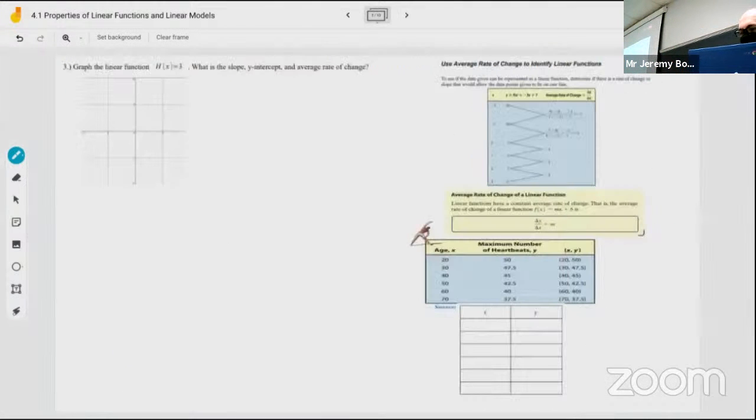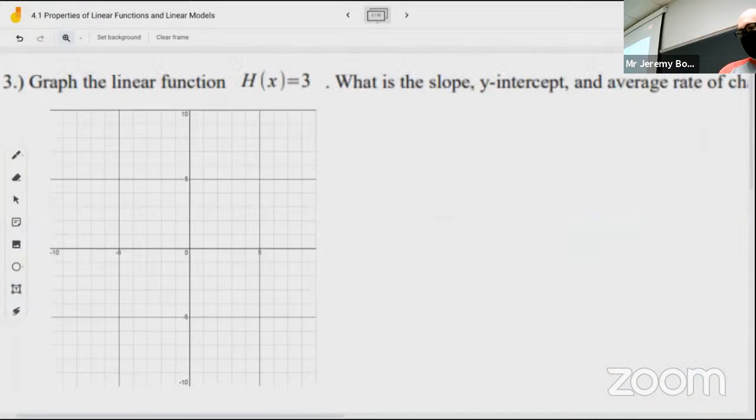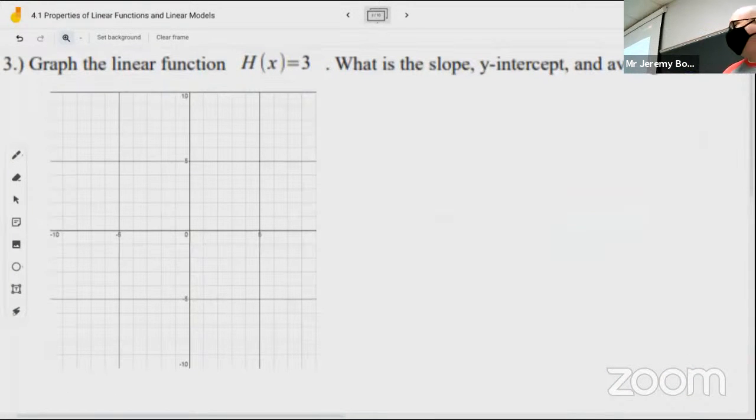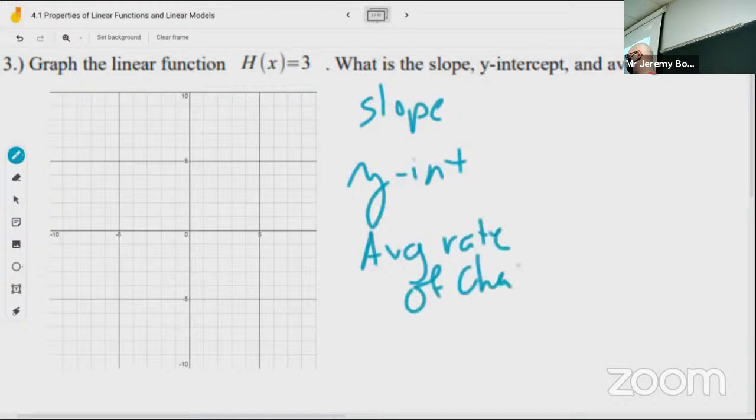All right, I got one more for this type of stuff. We got a linear function, h of x is equal to 3. And once again, we want to know the slope, the y-intercept, and the average rate of change. We can work this one together. Do y'all want to work on your own? I can do that. Then we'll do it.